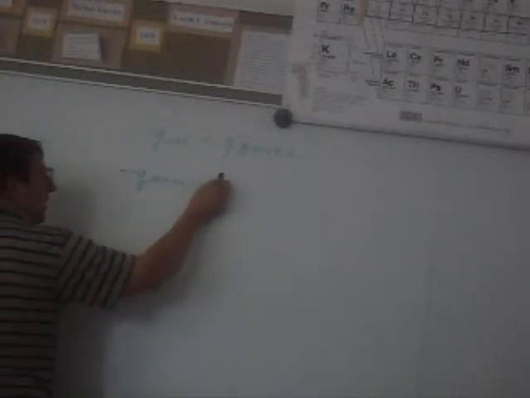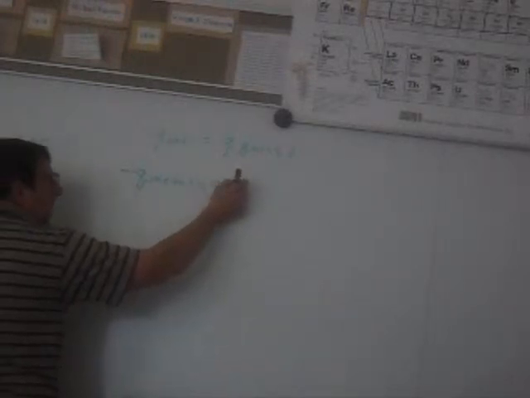Apologies on the filming. So the negative of the Q lost is equal to the Q gained. In this experiment, the metal is losing the heat and the water is gaining the heat. So the negative of the Q metal equals the heat gained by the water.